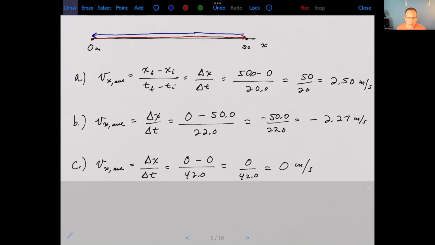And why is that? Because her final position is at the same location as the initial position. And remember, average velocity only depends on that displacement. It's a change in position over change in time. So if the final and initial positions are the same, as they are in this case, right? She starts at 0, ends at 0, then the average velocity is going to be 0.